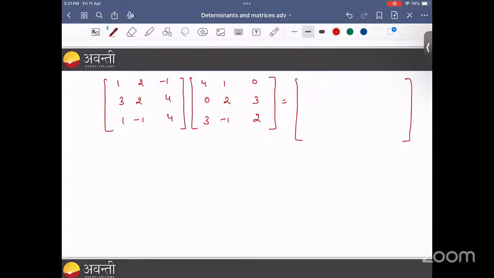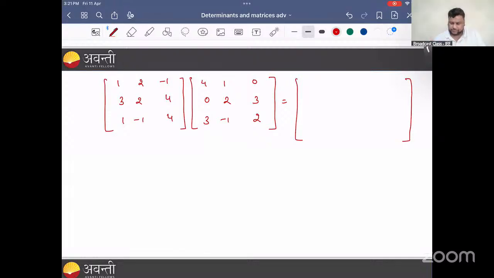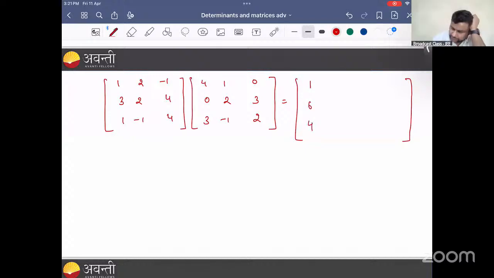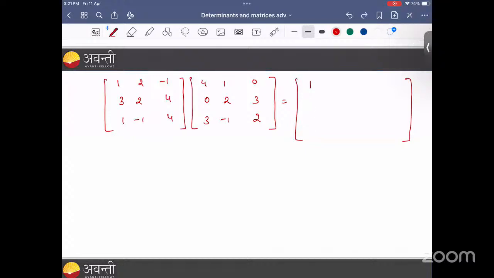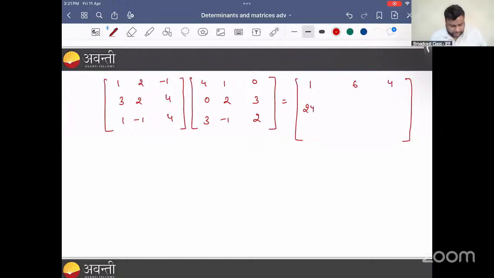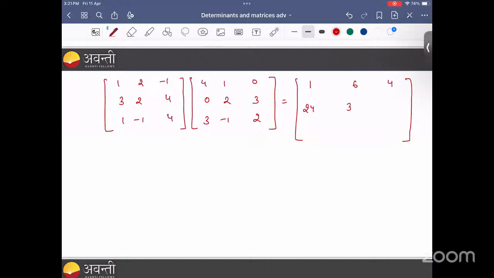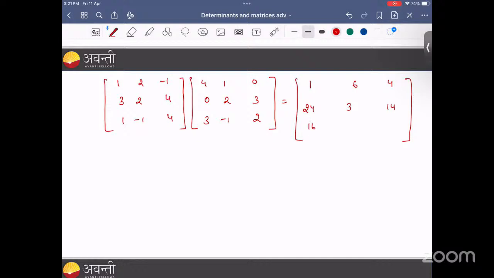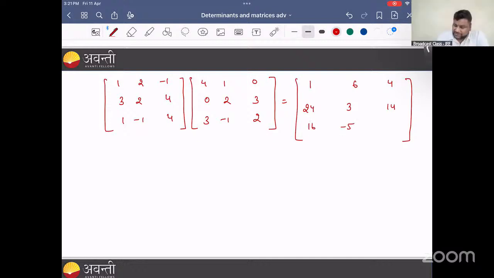Sir, I think it's 1. Sorry? Sir, 164. 164, first row or first column? Sir, first column. First column, 164, all right. Sorry, sir, first row. First row, 164, 24, 3, 14, right? Yes, sir. 164, 24, 3, 14, and 16 minus 5, 5.